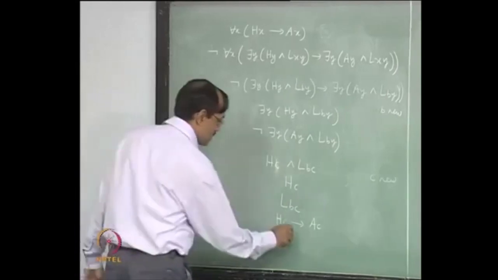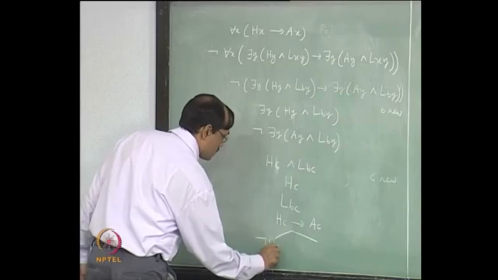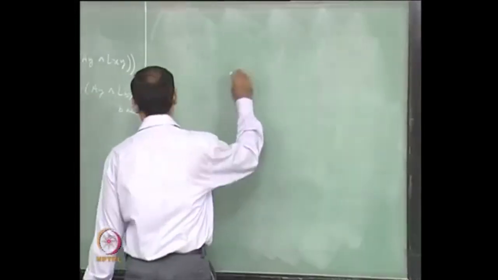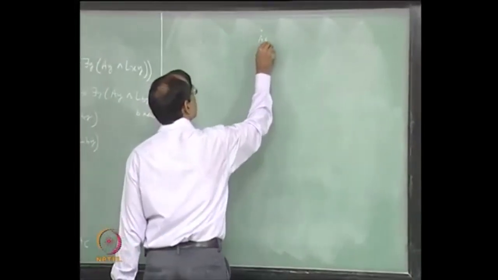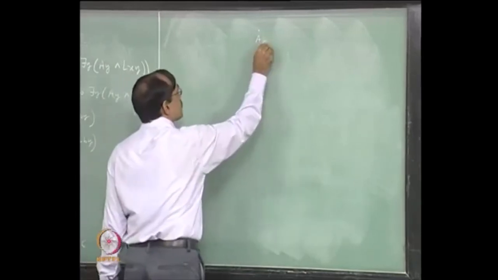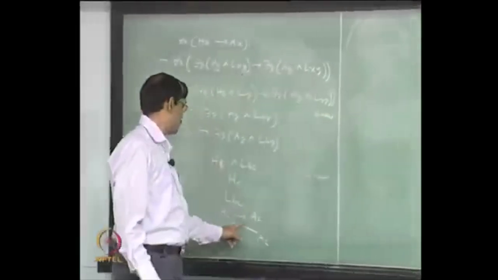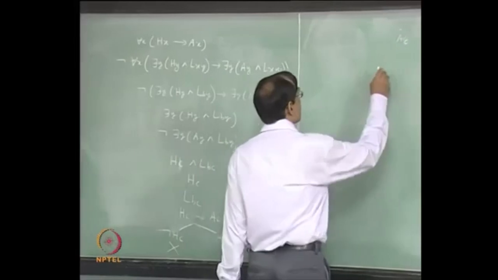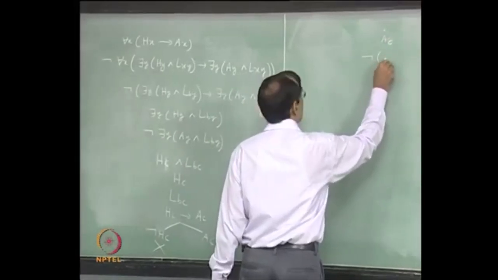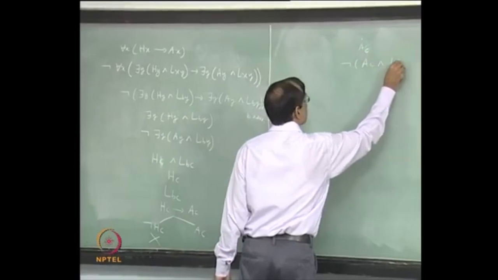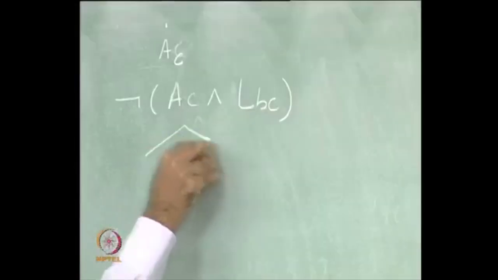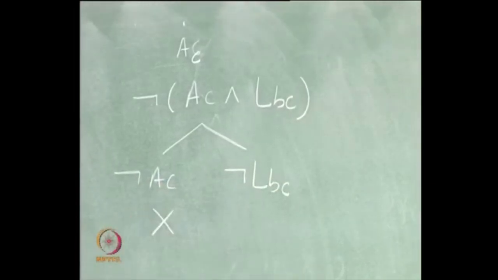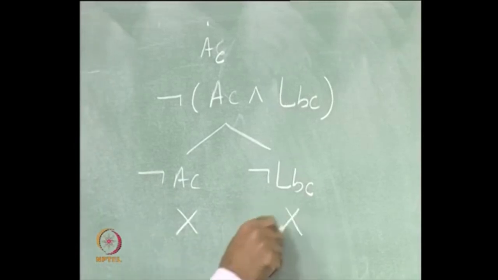Okay. So this gives rise to two branches, not H C and A C, and not H C closes. Now you take up the other branch which was having A C. In this we have not used this universal rule. So that gives not of, we will take C again, A C and L B C. So that gives rise to two branches, not A C, not L B C. Not A C closes. L B C also, that also closes.